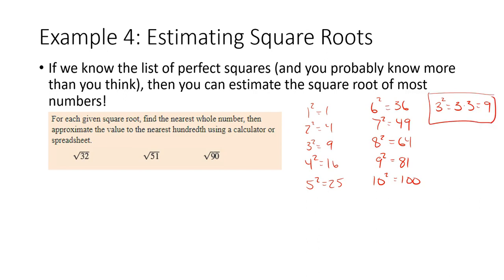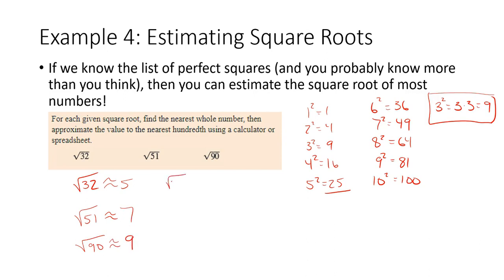If we want to estimate a square root, we just want to look to the smallest perfect square to get a whole number estimate. And then we can do decimals from there using a calculator. So for example, the square root of 32, if we look for the greatest perfect square that's less than 32, we find that it's equal to 25. So this is going to be approximately equal to 5. Same is true for 51. The nearest perfect square that's less than 51 is 49, so this is approximately equal to 7. For 90, this is going to be approximately equal to 9.